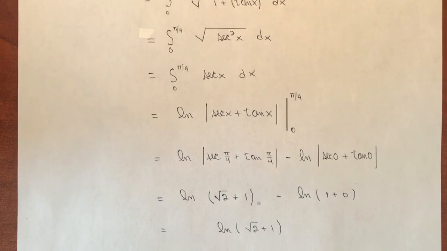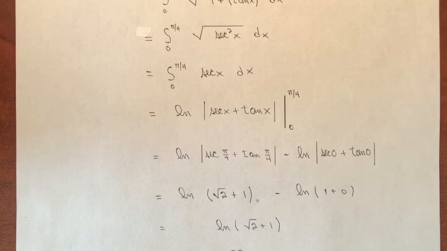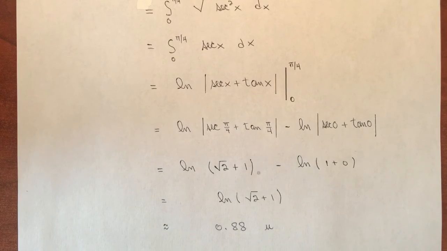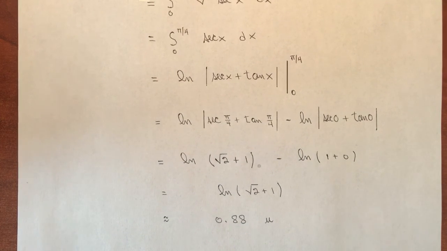So when all is said and done, we are simply left with the ln of root 2 plus 1, or in simple terms, 0.88 units. That's it.